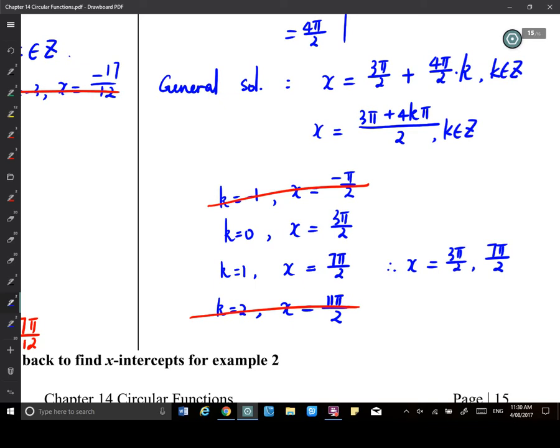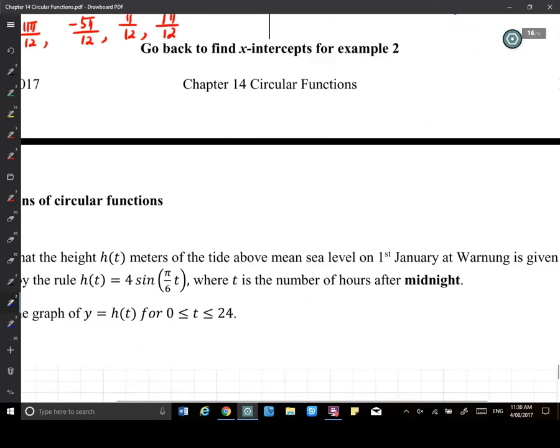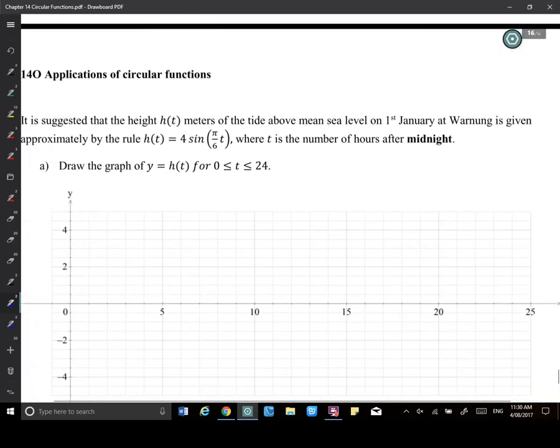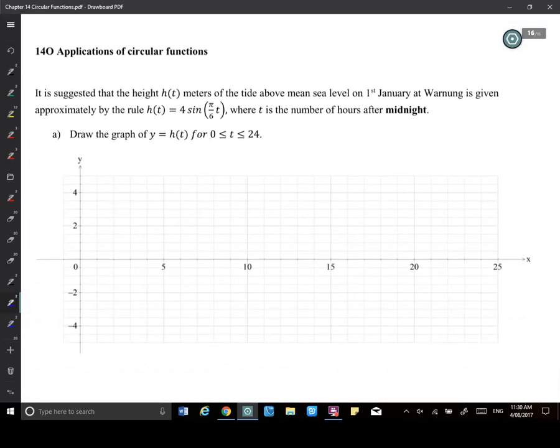So that's an overall conclusion for what we have learned so far, the last 6 lessons. That's the 7th lesson. We will do some application questions after this, because the purpose of learning all these things is doing application type questions.